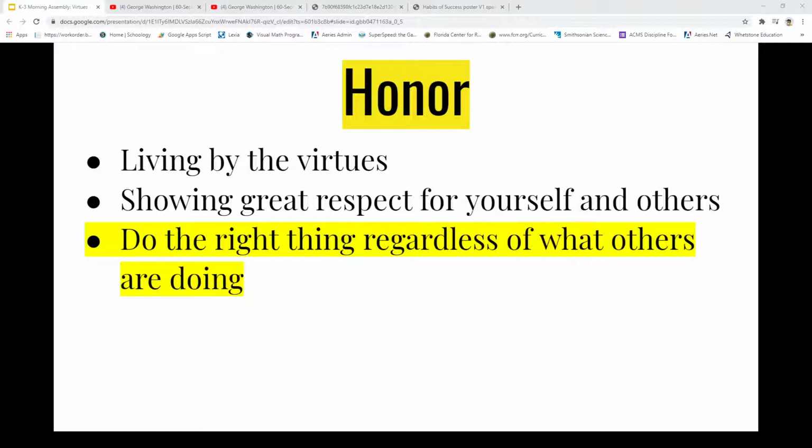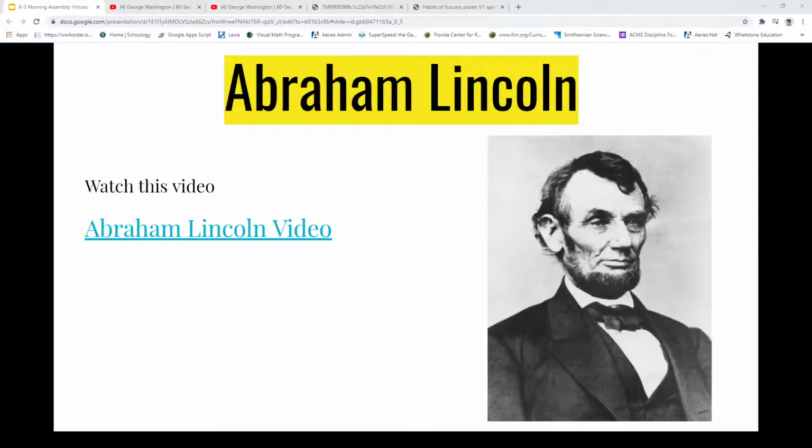So we're going to watch a little video about another man who was one of our presidents, Abraham Lincoln. And he was the 16th president of the United States, and he did some very amazing things and showed honor to a lot of people through some of the different laws and things that he helped pass when he was the president. So we're going to watch a little video about him.